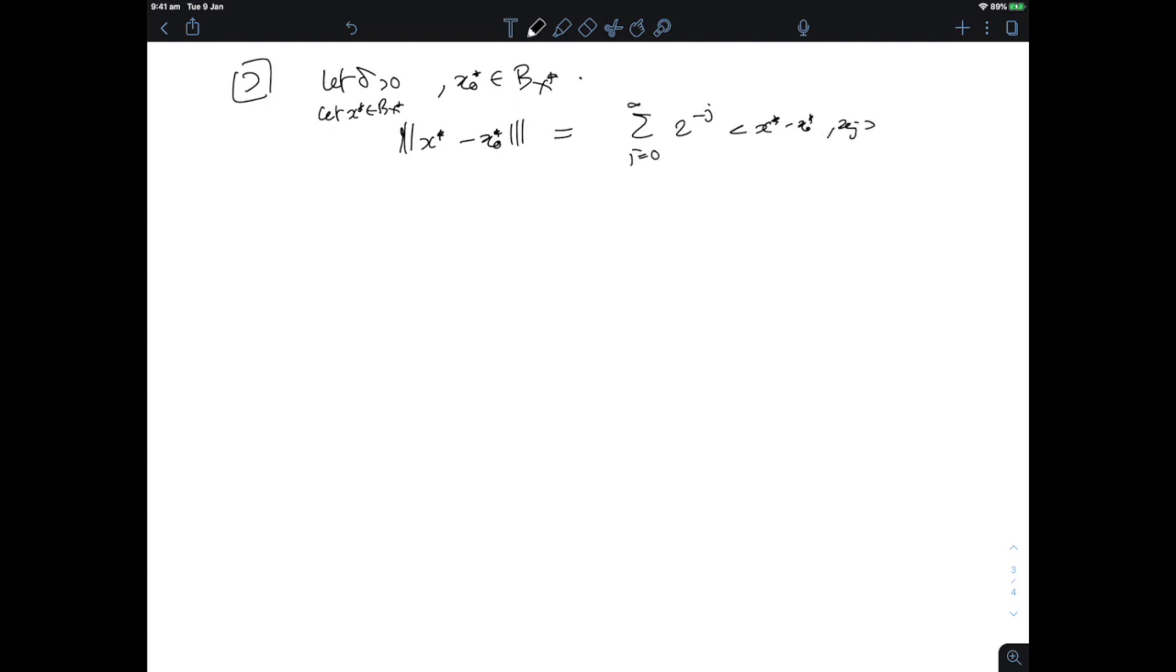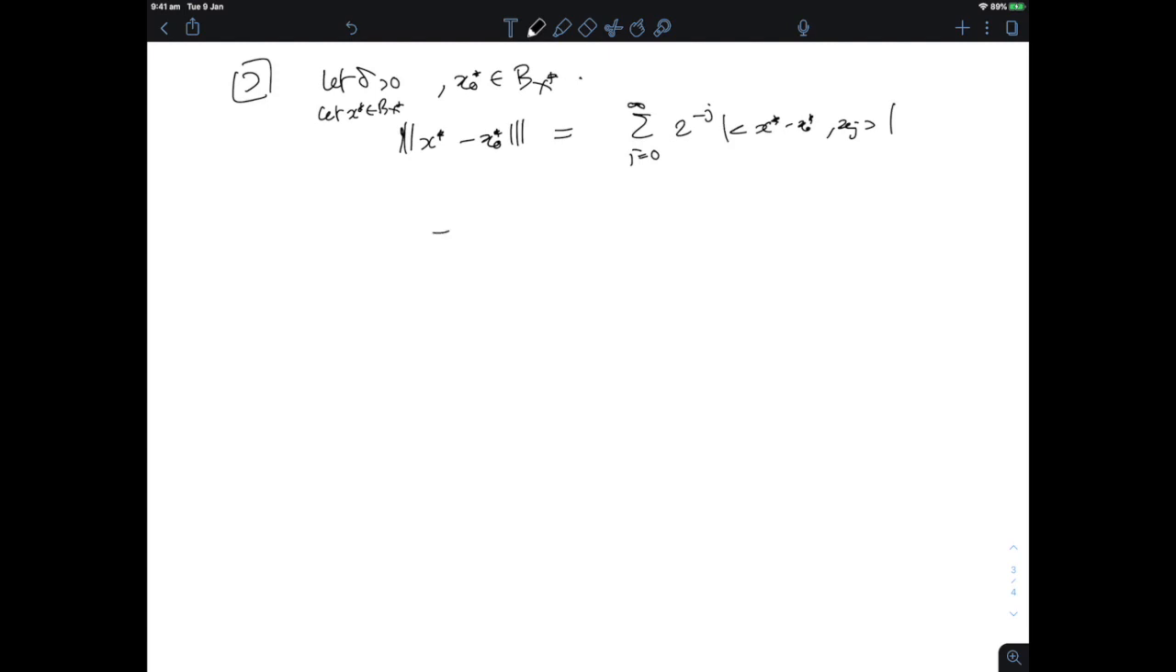Now for the other inclusion, this is a little simpler. I give myself a delta and I give myself an x naught star in the unit ball, and then I want to find a weak star neighborhood that is inside the ball of radius delta centered at x naught star for the triple norm. So what does it mean that the triple norm is small? What is the triple norm again? It is the sum of 2 to the minus j times the absolute value of x star minus x naught star applied to xj, j equals 0 to infinity.